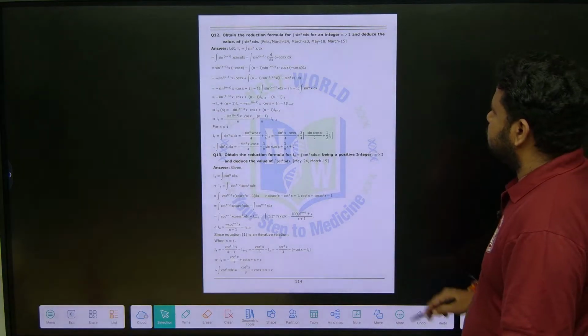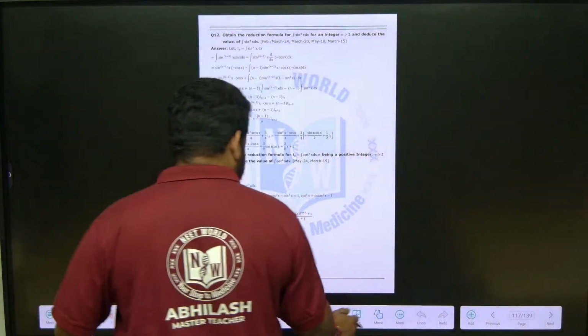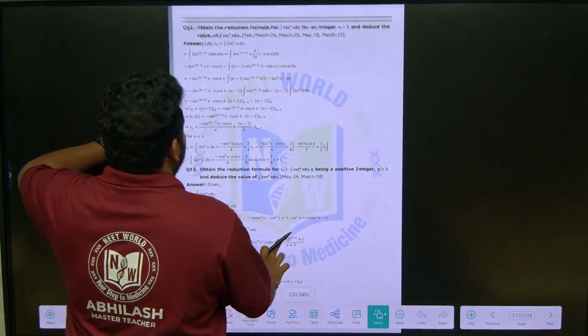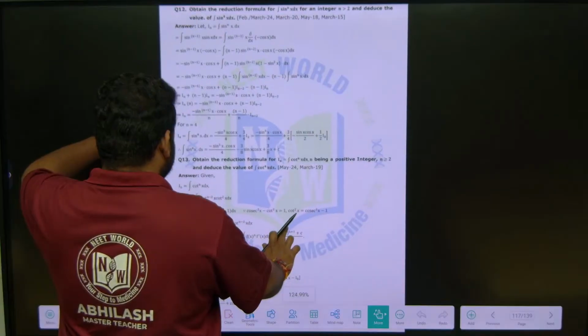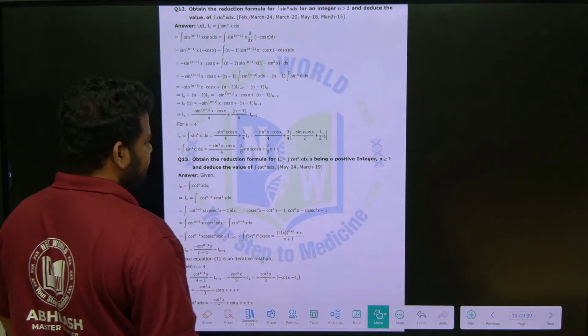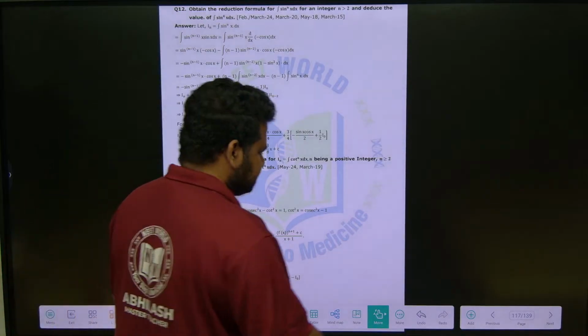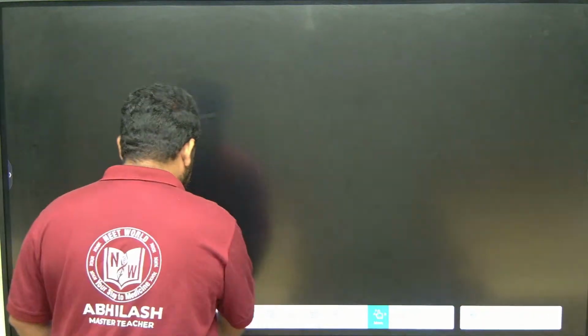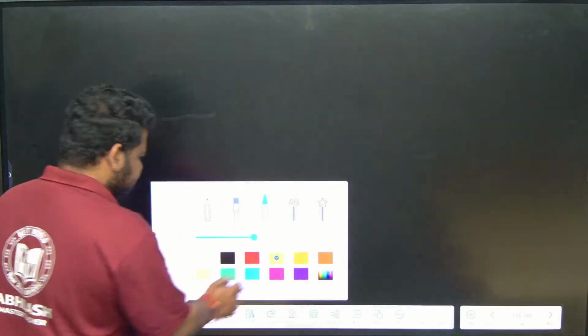So these are the questions that we have. Obtain the reduction formula for sin nx, cos nx, cot nx, like this it is there. Before coming to this question, let us discuss something about the reduction formula.